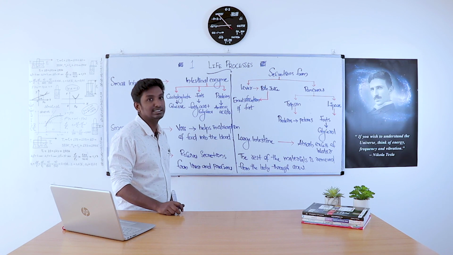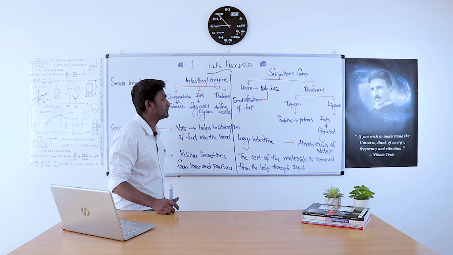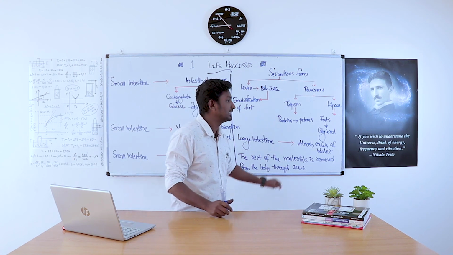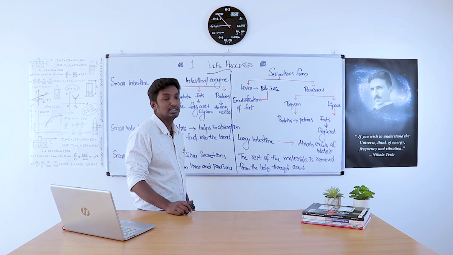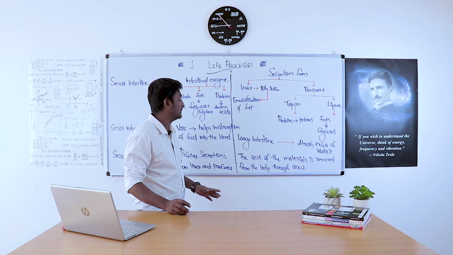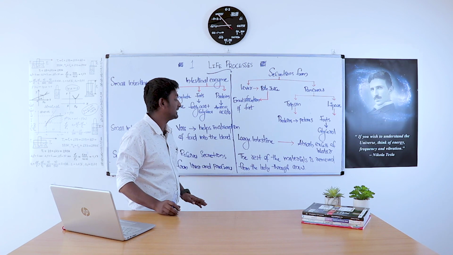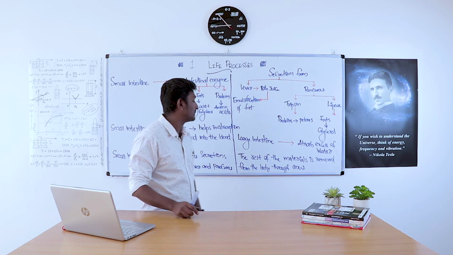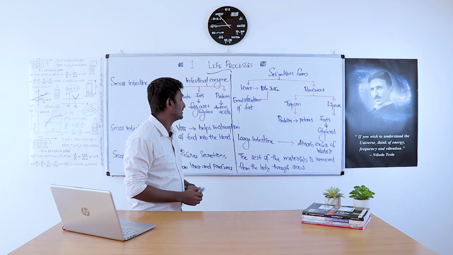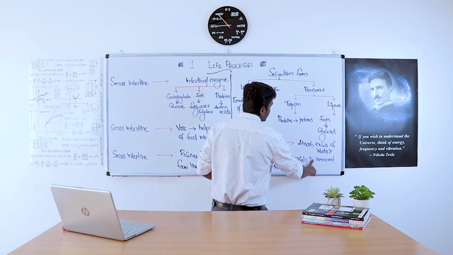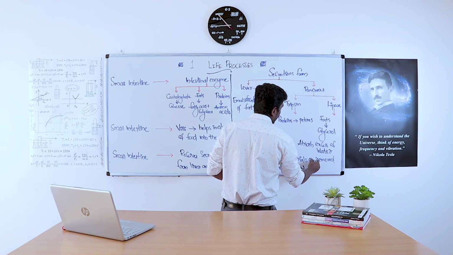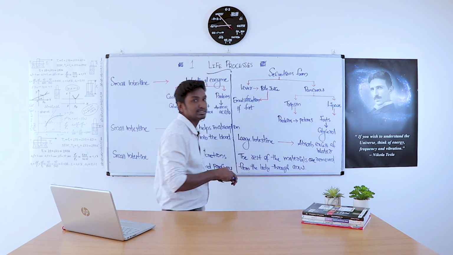Next is large intestine. Large intestine absorbs excess of water. All the rest of the waste materials are removed from the body through anus.